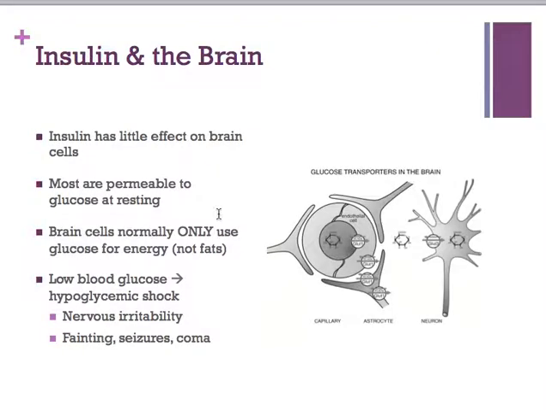Insulin, though, does not have a ton of effect on the brain because, as we've learned, there is an ability of cells in the brain to take up glucose at resting. Most cells in the brain are permeable to glucose at resting. They don't really need insulin to traffic it in. Brain cells normally only use glucose for energy and not fats. This can be forced by shifting away from a glucose-heavy diet into a more ketogenic diet. And that is something that was first established by really parents who were looking to control pediatric seizures. Neurons run on glucose. The more glucose there is, the more brain activity there is.